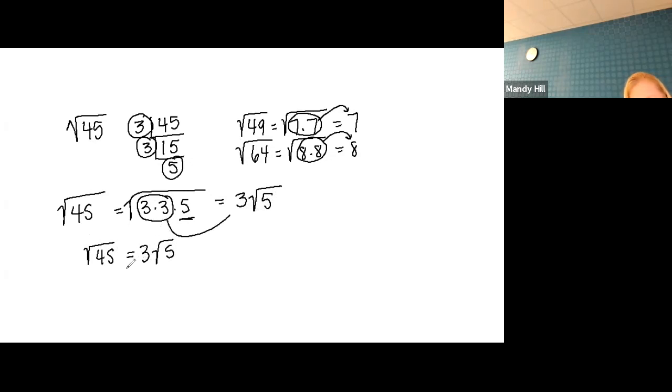Okay, and you can always check yourself with your calculator to see if you're on the right track. So if I go to my calculator and I type in the square root of 45, I'm just going to write down, round to the tenths place. It's approximately 6.7. And then if I type in 3 square root of 5, it also tells me that it's approximately 6.7.